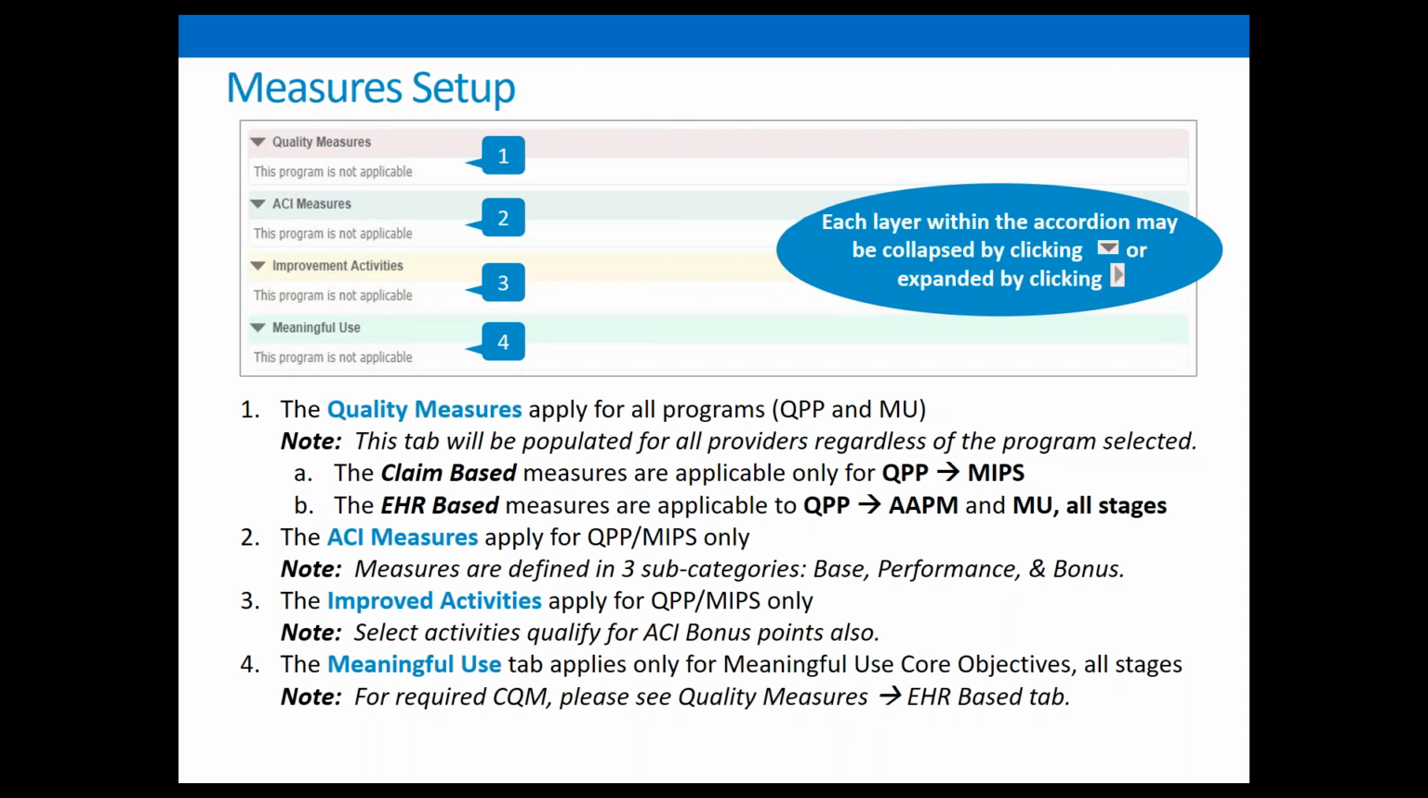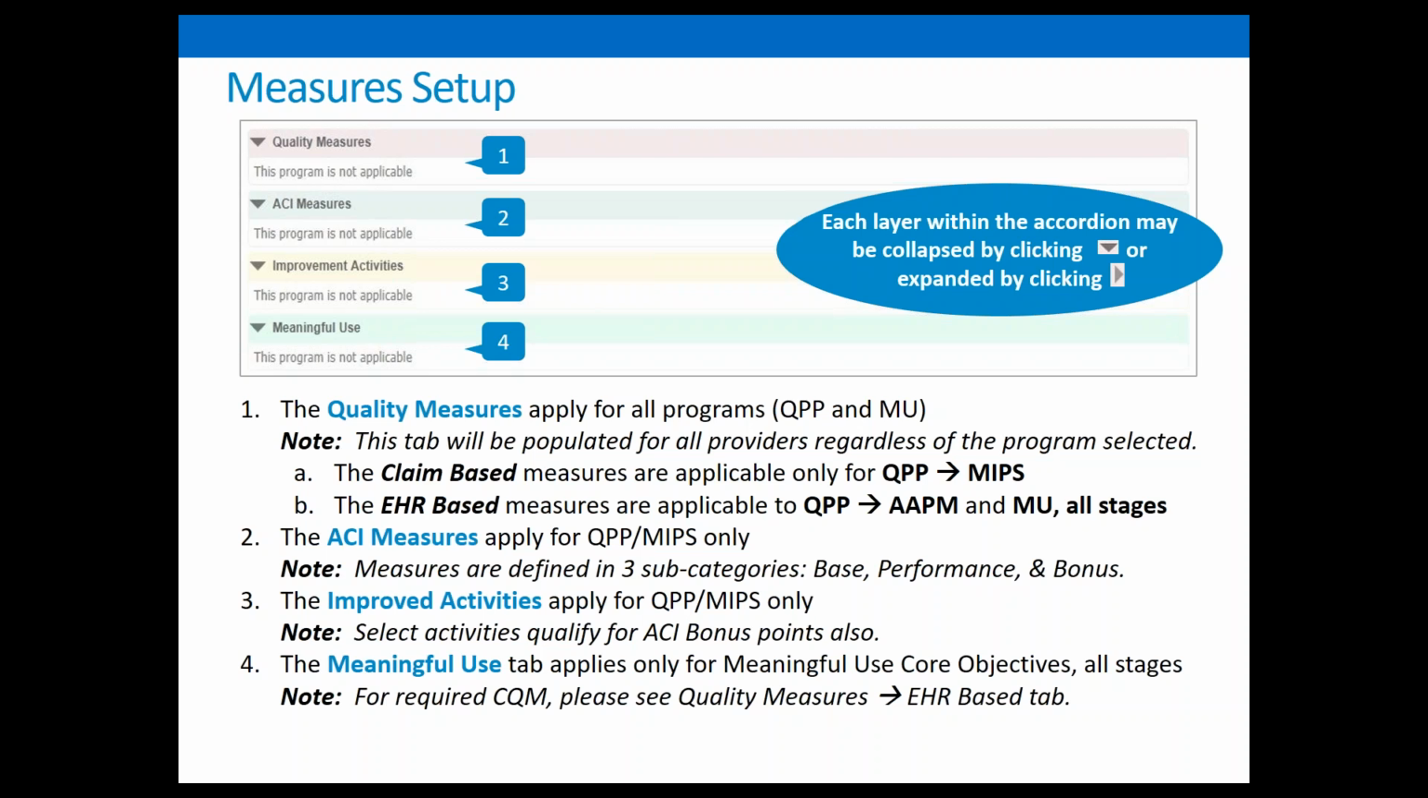So just going down the 4 categories overall, the quality measures, that pink layer, is applicable actually to everybody. So whether you're doing meaningful use or quality payment, you will be choosing quality measures. So that accordion layer will automatically be expanded and populated once you have selected a provider up in the middle section and assigned a program.